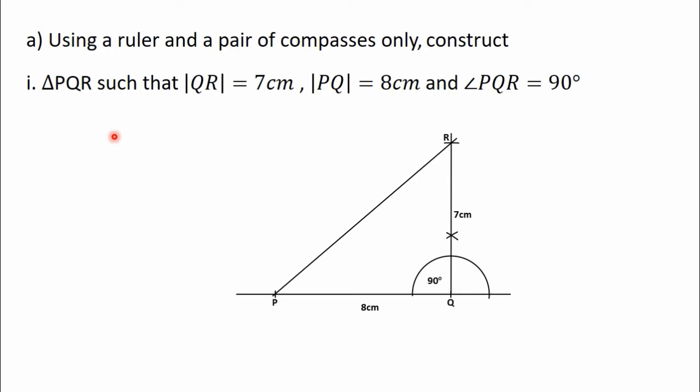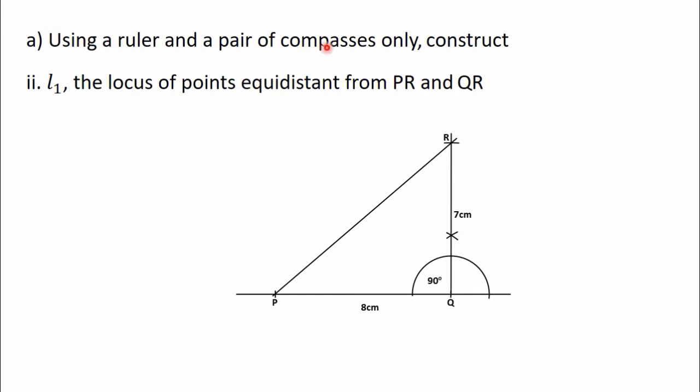The first part of the question says that we should construct triangle PQR such that QR is 7 centimeters, PQ is 8 centimeters, and angle PQR is 90 degrees. That is what we have here. We have the triangle PQR. PQ is 8 centimeters, QR is 7 centimeters, and angle PQR is 90 degrees. Let's move on to the next part of the question.